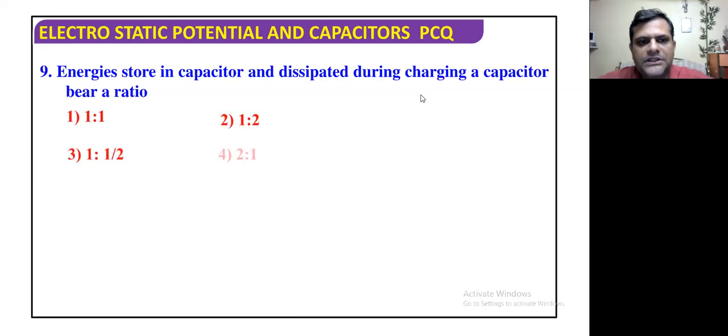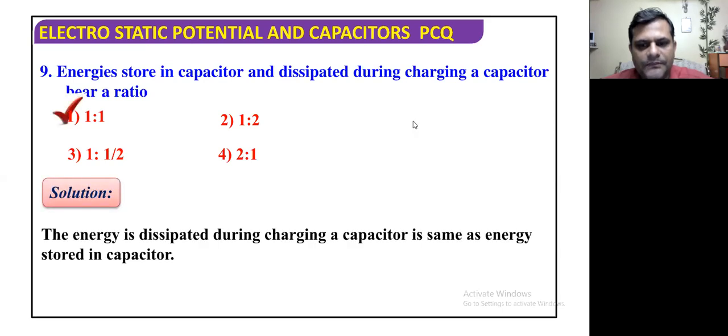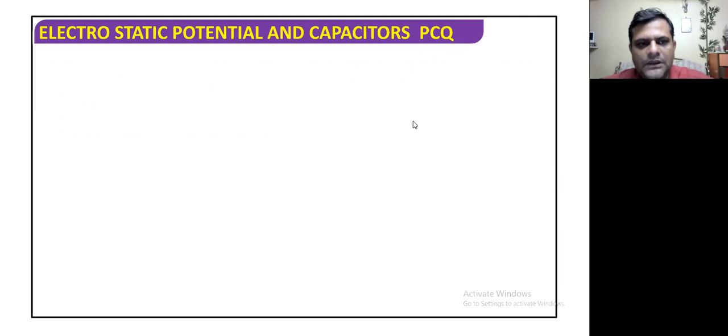Yes, energies in the capacitor stored and dissipated during the charging of capacitor bear a ratio of. देखो, energy is stored in capacitor and dissipated during charging of capacitor. मतलब चार्जिंग करने के लिए और स्टोर होने के लिए जो लगने वाला एनर्जी है वो तो सिंपली सेम ही होगा. So it will be 1:1, no doubt.